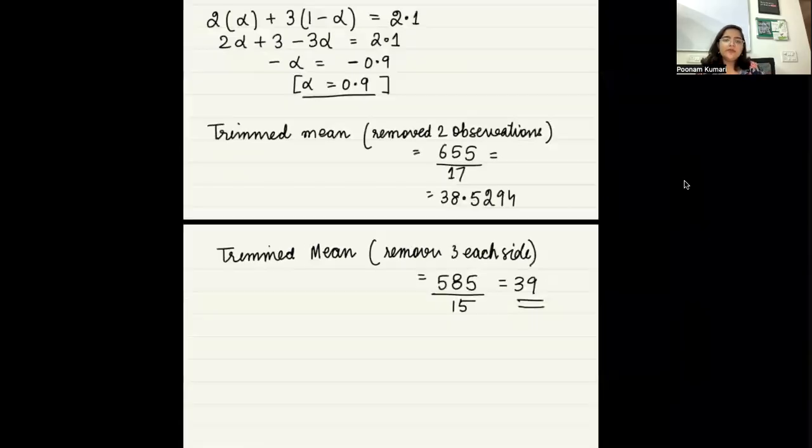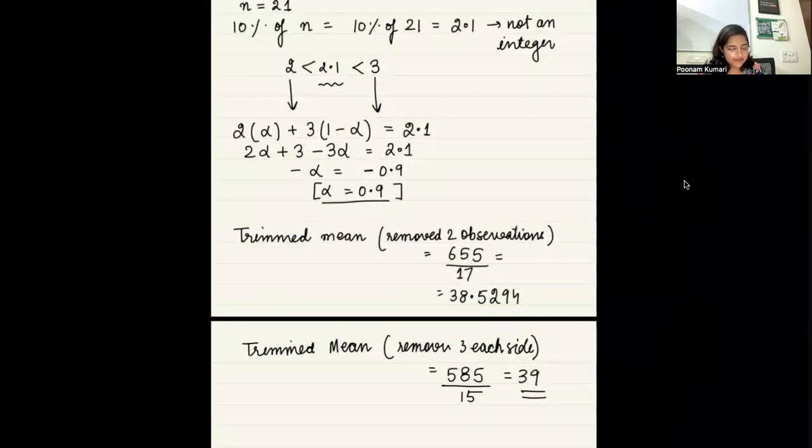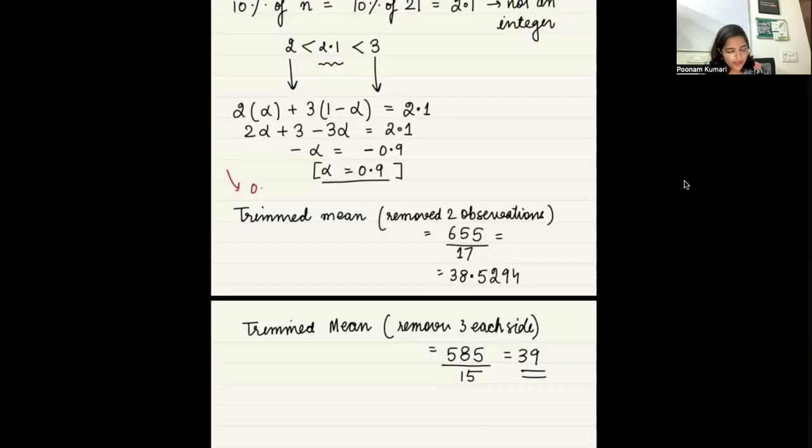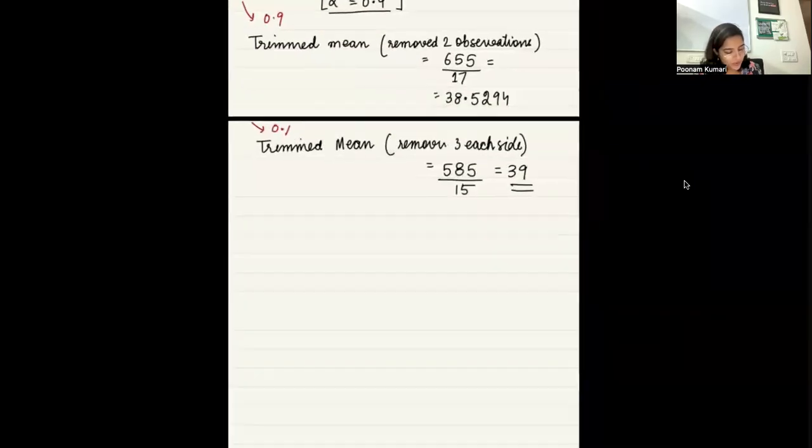So far, so good. Yes, ma'am. Now you have to give this a weightage of 0.9 and this a weightage of 0.1, and then calculate the 10% trimmed mean. So what will be your 10% trimmed mean?